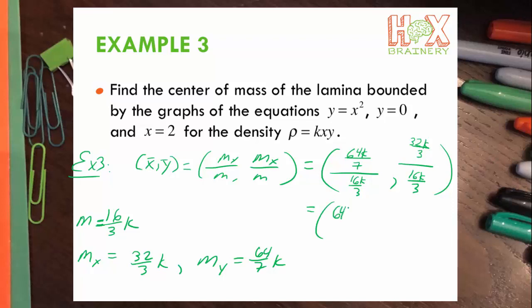Then you have to clean this up. You get 64k divided by 7 times 3 over 16k, and 32k divided by 3 times 3 over 16k. The k's divide out, and some of the other stuff divides out. You clean this up and you're going to get 12/7, 2. So this here is your center of mass, but check it, make sure it makes sense.